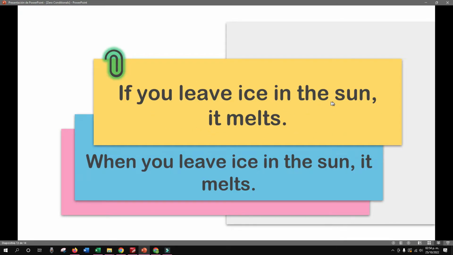Right? ¿Qué pasa si dejamos hielo en el sol? Se derrite. Yes? Entonces tenemos condición, resultado. When you leave ice in the sun, cuando tú dejas hielo en el sol, lo mismo. It melts. Se derrite. Entonces siempre tenemos el mismo resultado, ¿verdad?